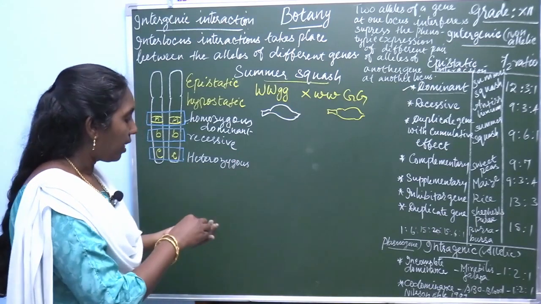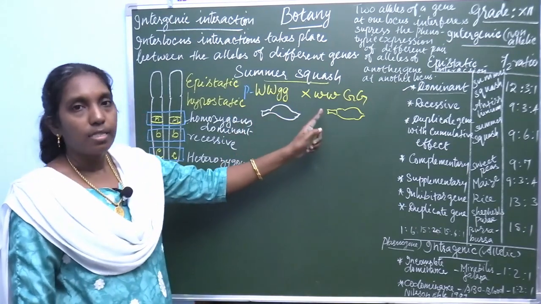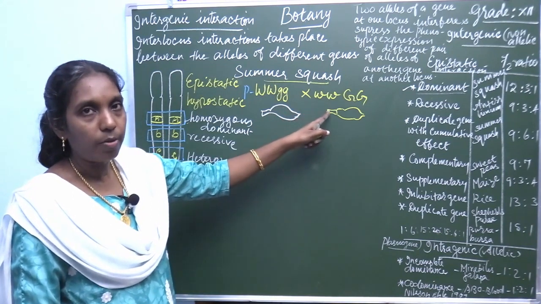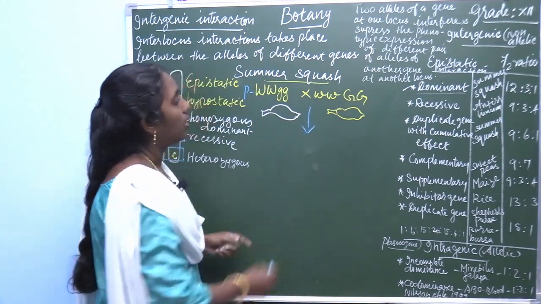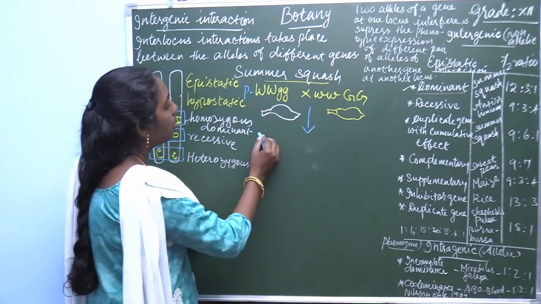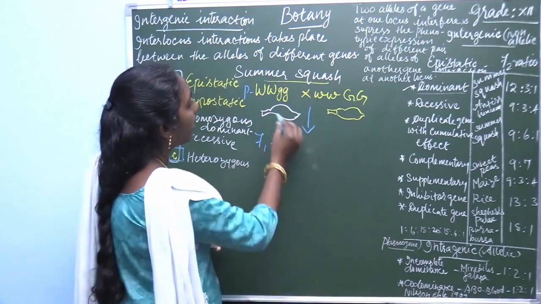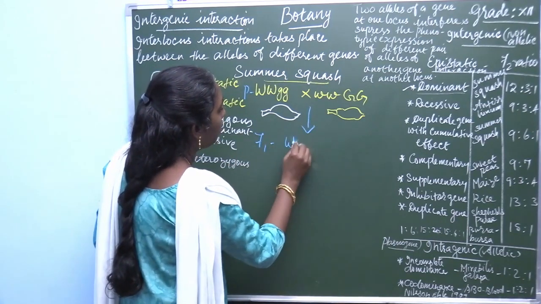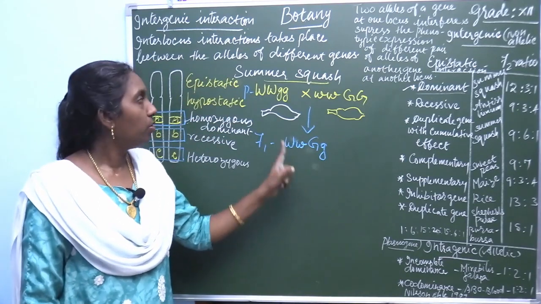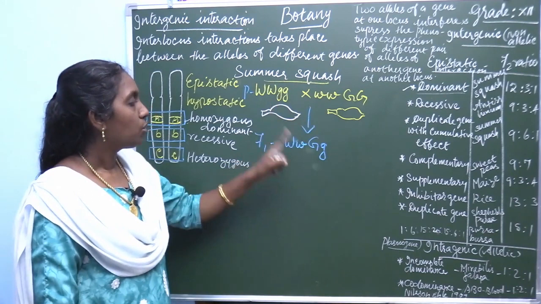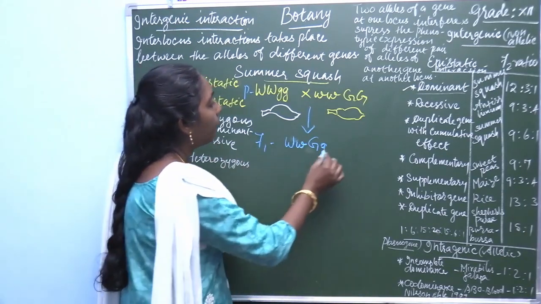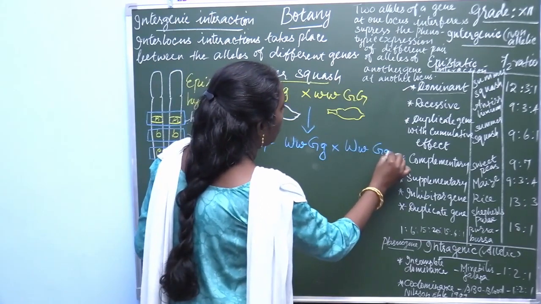These are taken as the parents: capital W, small g, crossed with small w, capital G. In the F1 generation, according to Mendelian inheritance, it gives the F1 hybrid: capital W, small w, capital G, small g. So it is the F1 hybrid, and it gives the ratio when it is selfed. This F1 is self crossed, capital W, small w, capital G, small g.